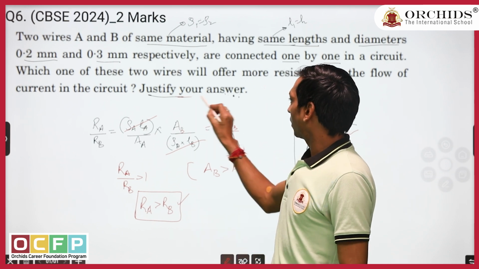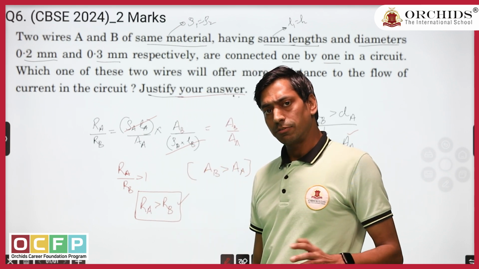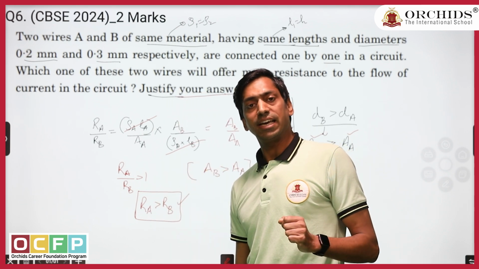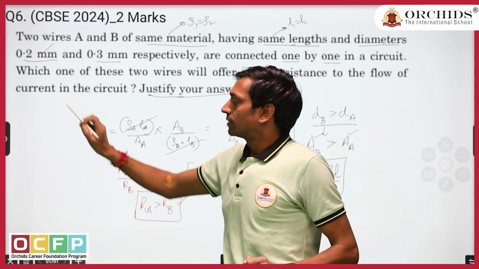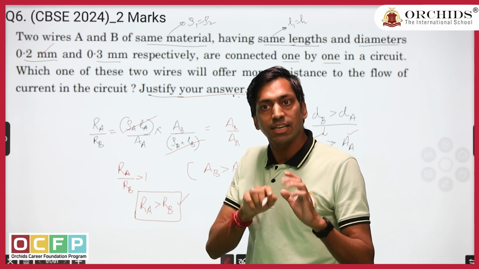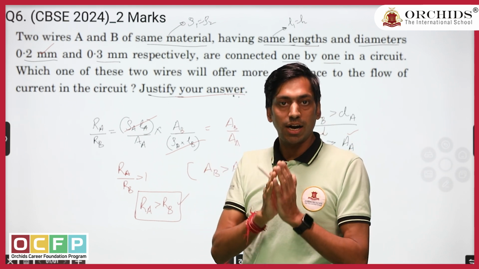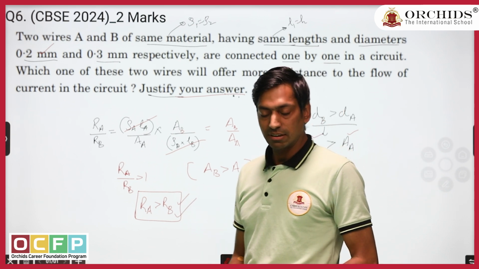And how do you justify your answer? Because we can tell that resistance is inversely proportional to cross-sectional area. If the diameter of the wire is less, then the cross-sectional area will also be less, and if the cross-sectional area is less, that means resistance will be higher. So we can justify our answer according to this reasoning.